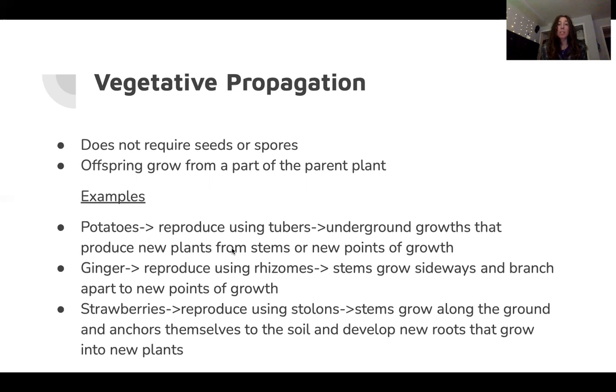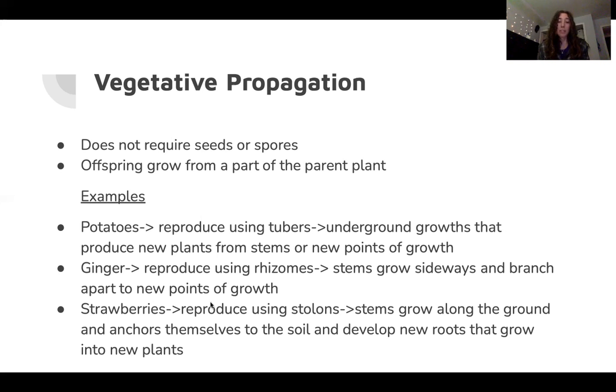So vegetative propagation is a form of asexual reproduction, and it does not require seeds or spores or really any fertilization to happen. The offspring grow from another part of the parent plant. For example, potatoes reproduce using things called tubers. These are underground growths that produce new plants from stems or new points of growth. And then ginger uses rhizomes, and these are stems that grow sideways and branch apart to new points of growth where they grow a new plant.